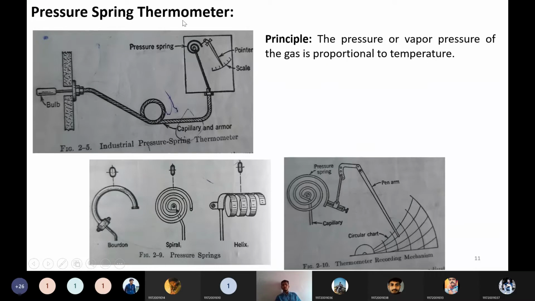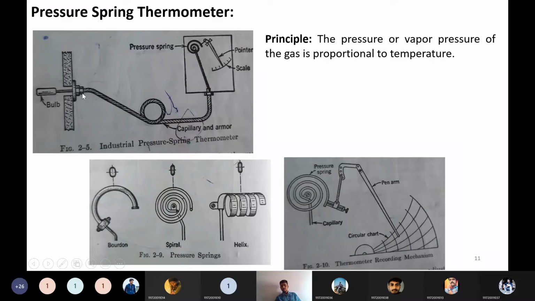Then the pressure spring thermometer. This is a vapor expansion or gas expansion thermometer in which the pressure or vapor pressure of the gas is proportional to the temperature, which is the principle of operation. So a bulb will be there as such. It will be filled with some liquid, or some gas, or something like an expansive liquid or vaporizing liquid. Whenever there is a deviation in the outside temperature here, that deviation will be sensed by the inside medium, and it will expand and exert some vapor pressure or pressure.